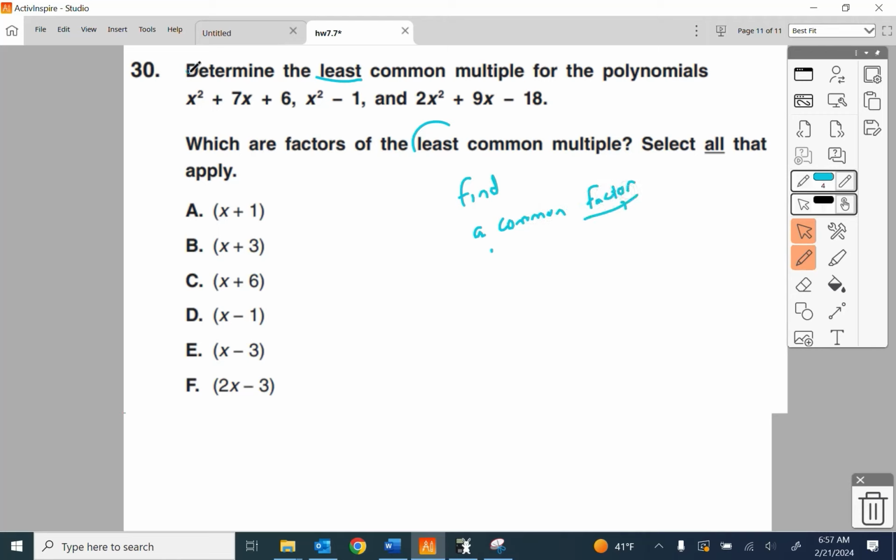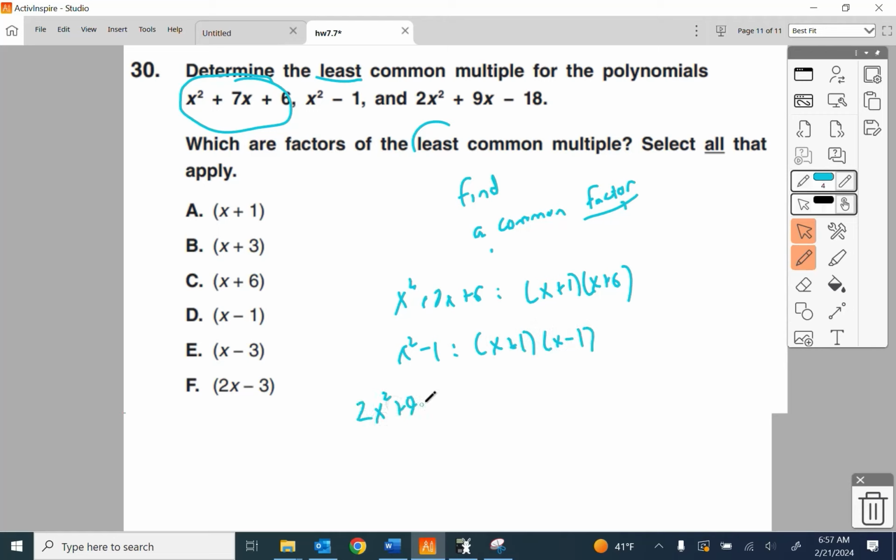So we have x squared plus 7x plus 6. I'm going to work with that first. It factors as x plus 1 and x plus 6. We have x squared minus 1. That factors as x plus 1 and x minus 1. And then we have 2x squared plus 9x minus 18. 2x and x to make the x squared. 18 is 6 and 3. Plus 6, minus 3. That'll be 12x minus 3x.